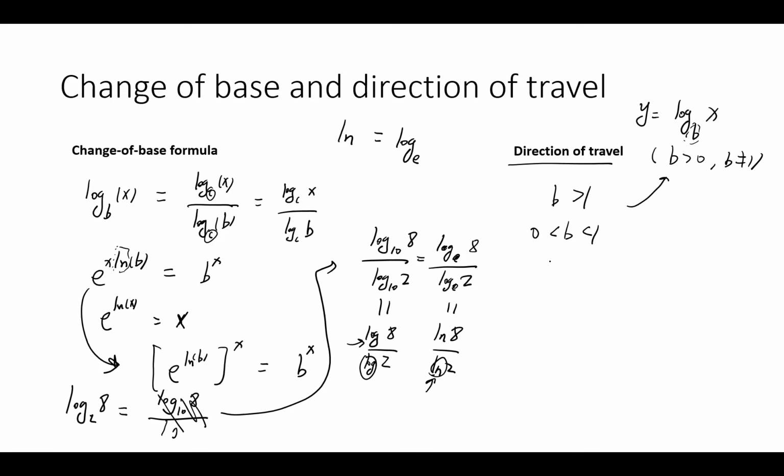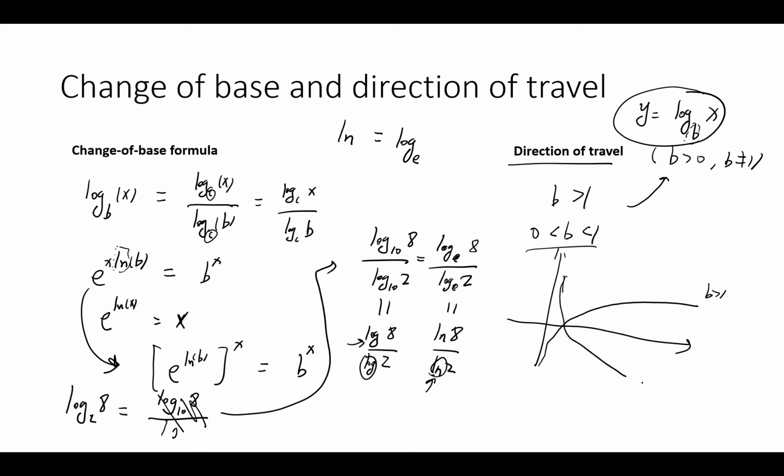So now we can just draw some graphs here to illustrate. So this is the case where b is bigger than 1. This is a function of the logarithm. This is how it looks. And in this other case, b is less than 1, of course bigger than 0, and it is drawn like this. Right, so this is just regarding the directionality of the travel.